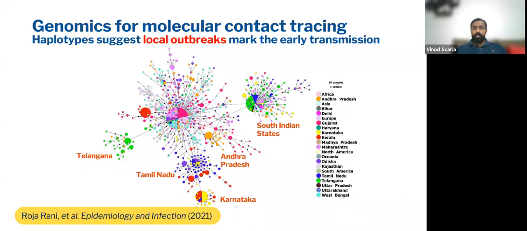And many of these outbreaks came from the southern states, from Andhra Pradesh, Karnataka, Tamil Nadu, Telangana, and so forth. And this was an opportunity to understand that the early part of the spread in 2020 was largely contributed by local and large outbreaks. And many of these outbreaks could be epidemiologically traced to marriage events, to super spreader events, to markets, to hospitals, and so on and so forth.